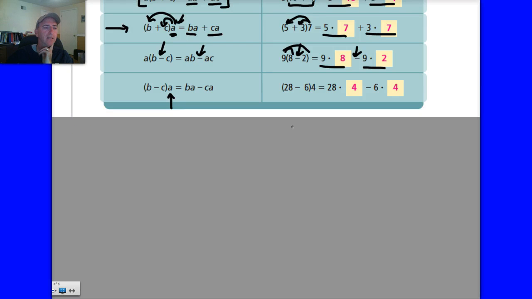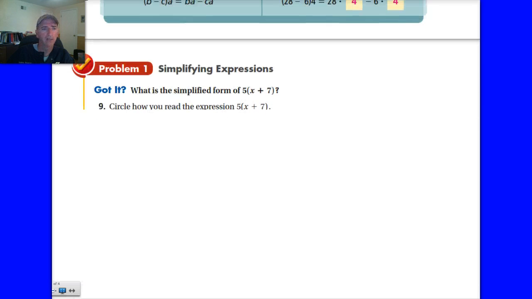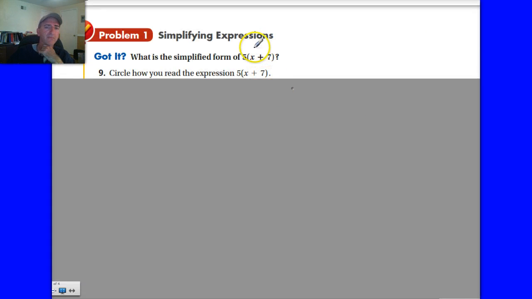Let me stress again, if you were doing this problem for real on a test, I would really expect you to go ahead and subtract those numbers and then multiply by 4. But there are going to be times when you can't do that, and that's when we need the distributive property. You'll see that soon. So let's look at one of those examples. This says, what is the simplified form of 5 times parentheses x plus 7? You cannot add x plus 7, because those are not like terms, and we'll see that later in the lesson.